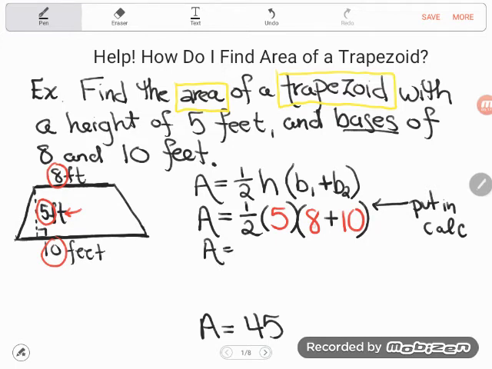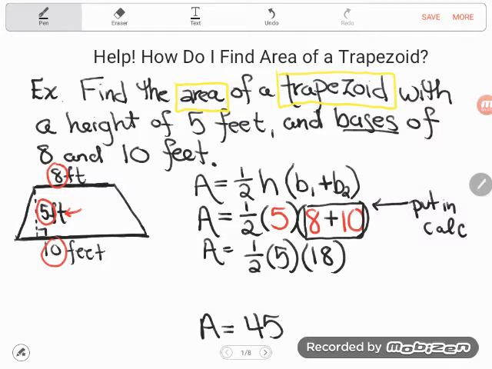I would start inside this grouping. 8 plus 10 is grouped in these parentheses, so I will start there. 8 plus 10 is 18. And I have now 1/2 times 5 times 18. Now all these three numbers are shoved together, 1/2, 5, and 18, so they're all multiplying.